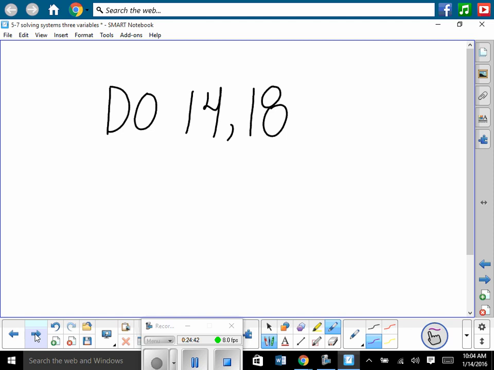Here's the thing, guys. If you want to solve using elimination, I don't care. Whoever gets these next 2 problems 100% right gets the candy bar.